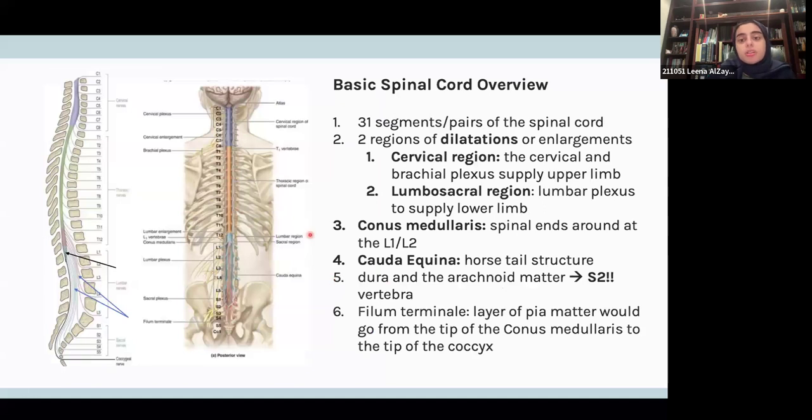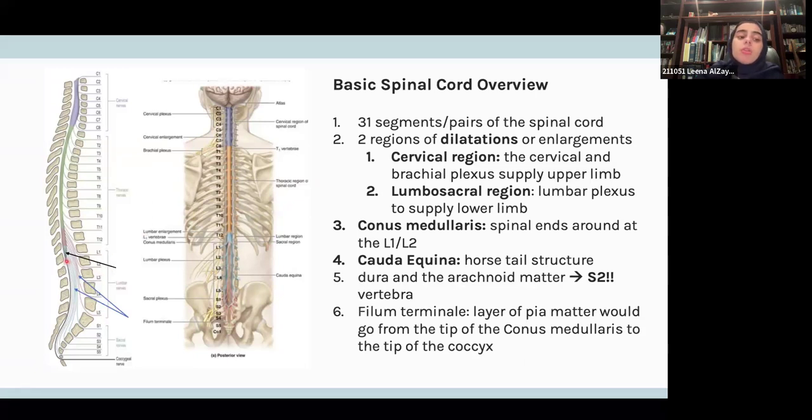Okay, this is kind of a basic reminder of the spinal cord. We have 31 pairs of spinal cord segments. We have the cervical region, thoracic region, lumbar region, and sacral region. We have two areas where there's a dilation, and it's where we have the upper limb and where we have the lower limb. So the first dilation is in the cervical region because of the plexus of the upper limb, while the second dilation is in the lumbar region because of the plexus of the lower limb.